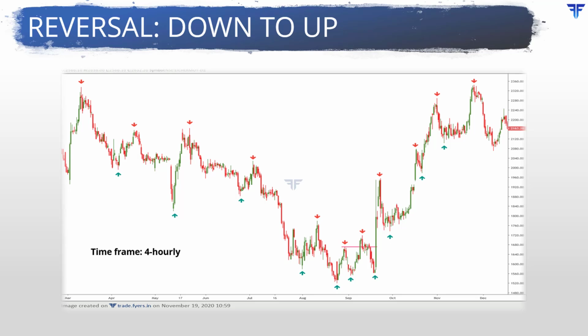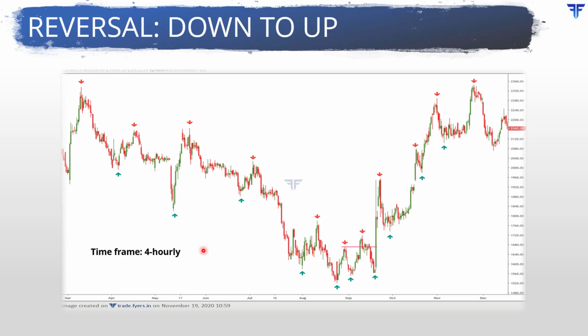This is the 4-hourly time frame chart. For most of the chart, the price was in a steady downtrend, as can be seen using the green and red arrows that are marked for each important low and high respectively.